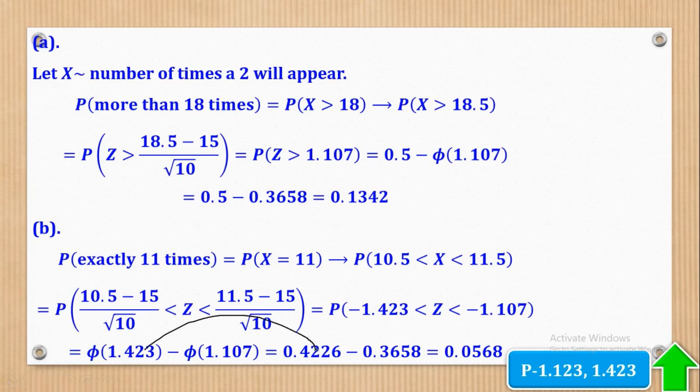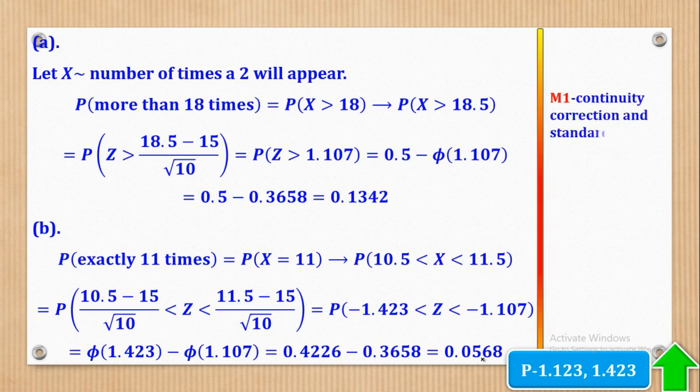So this is that, and this is that. When you subtract, you come up with 0.0568. So basically, that's what they wanted. Now let's see how much can be awarded.